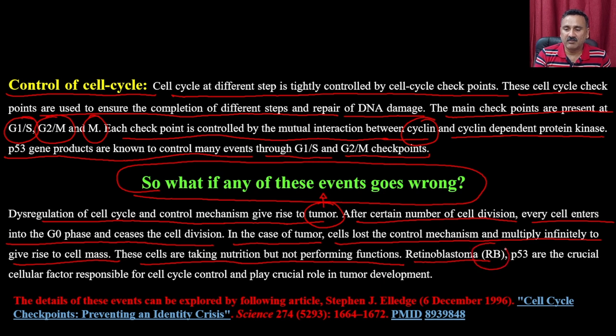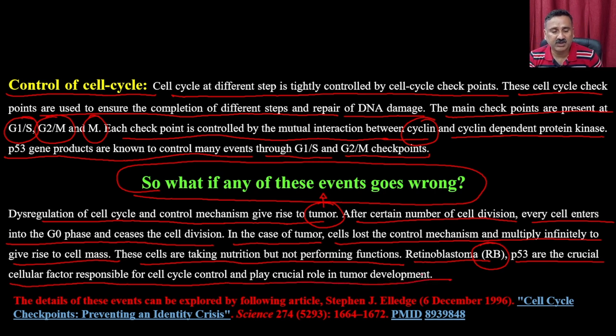Retinoblastoma or RB proteins and P53 are the crucial cellular factors responsible for cell cycle control and play a crucial role in tumor development. If you want to study more about cell cycle control, I have given you this reference and you can go through the content. So what we have discussed about the cell cycle and control.